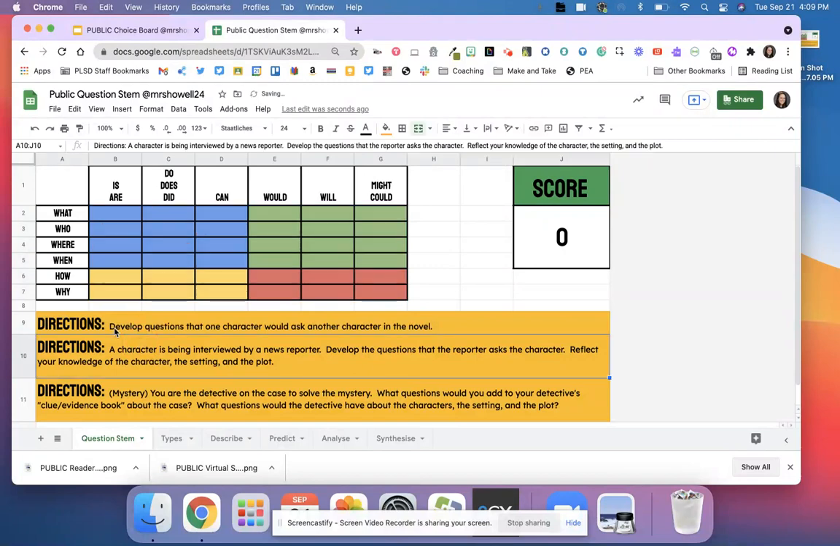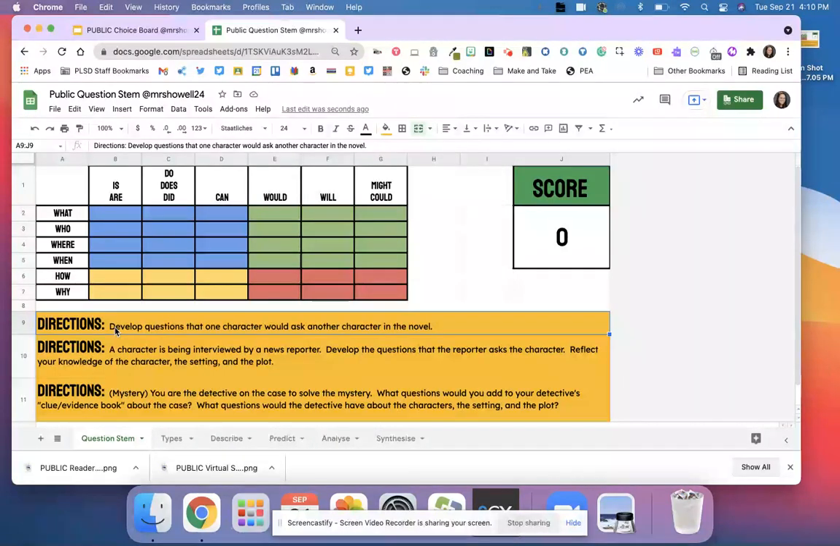Some other ideas, from Aaron Muck, who is an amazing teacher. Maybe you develop questions that one character would ask another character in the novel. Maybe you could have a character being interviewed in a newspaper, and students develop questions that the reporter asked the character, and students reflect their knowledge of the character, the setting, and the plot.